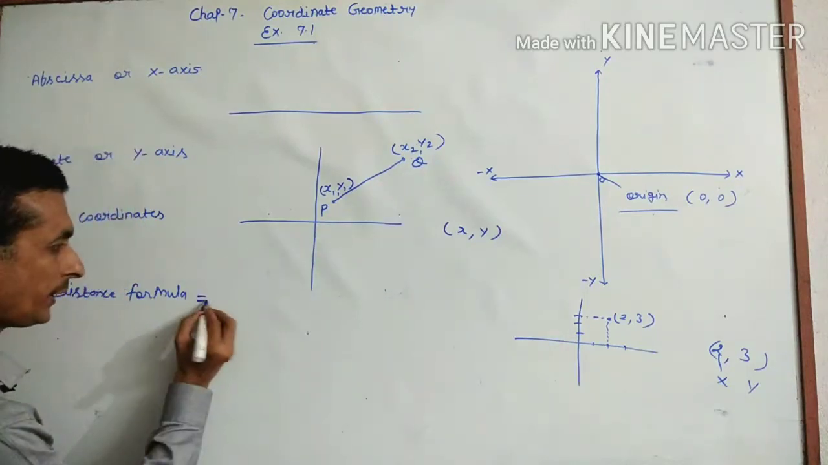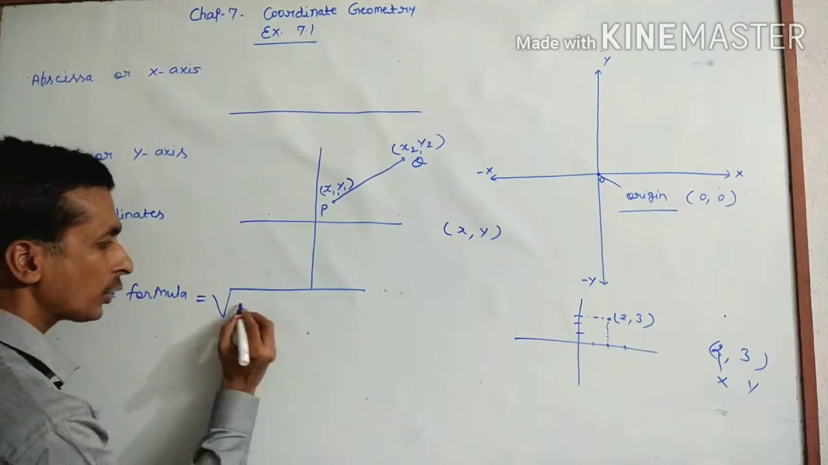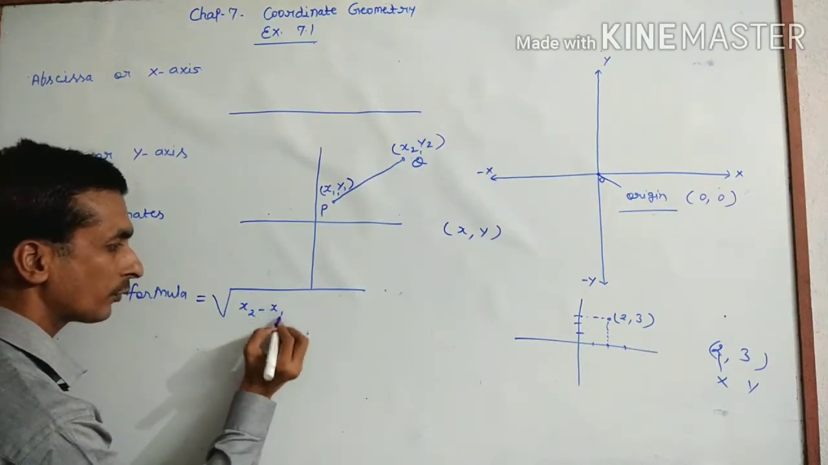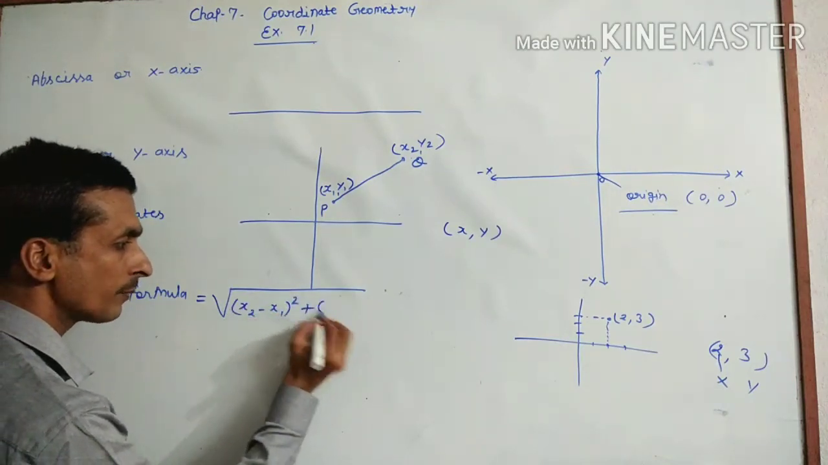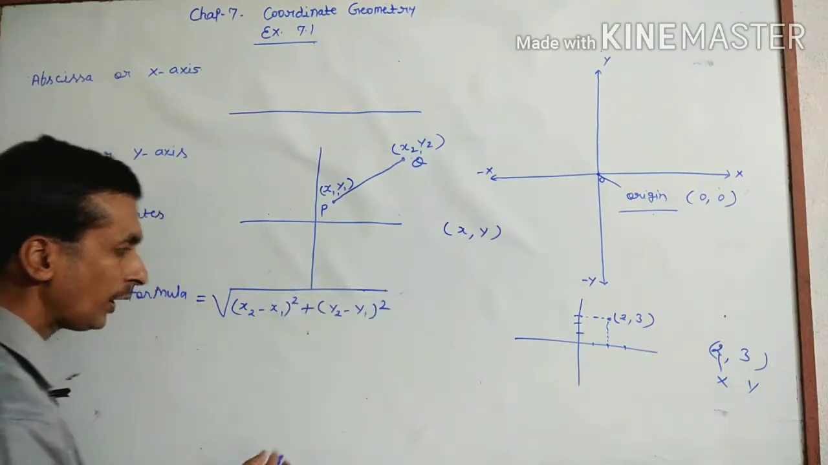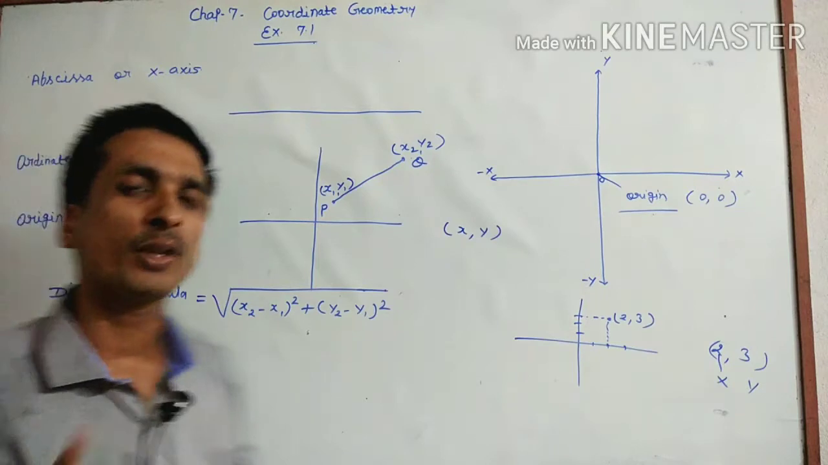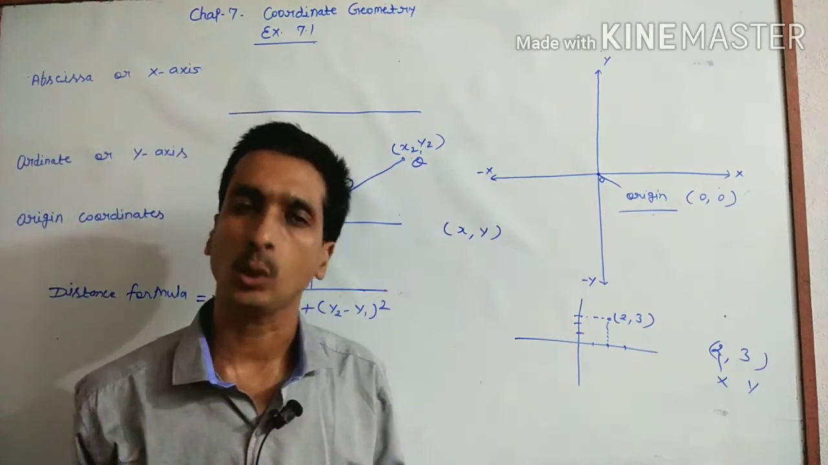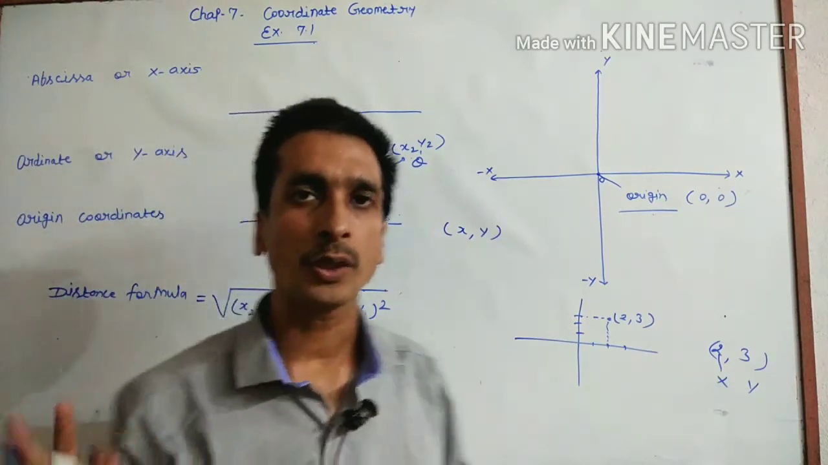So what is the formula here? Under root, x2 minus x1 whole square plus y2 minus y1 whole square. If you know the values x1, x2, y1, y2, then you can find the value of PQ. So that is the concept of this topic.